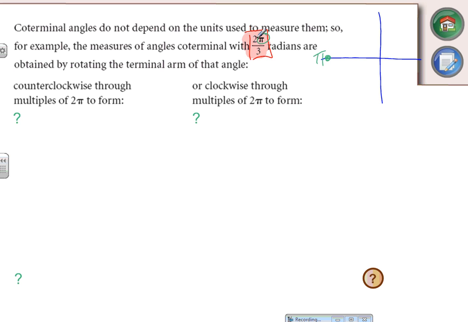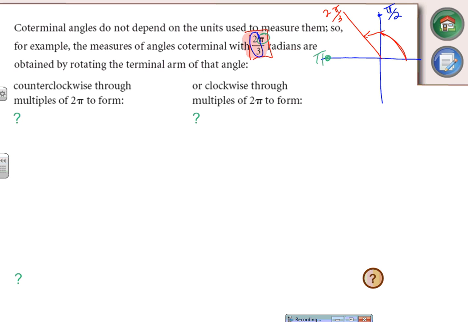I am going 2/3 of the way to pi. If I'm traveling along, that gets me half of the way to pi. This is going to be pi over 2. I want to go 2/3 of the way to pi. So I'm going to be here. That's 2 pi over 3. 2/3 of the way to pi.